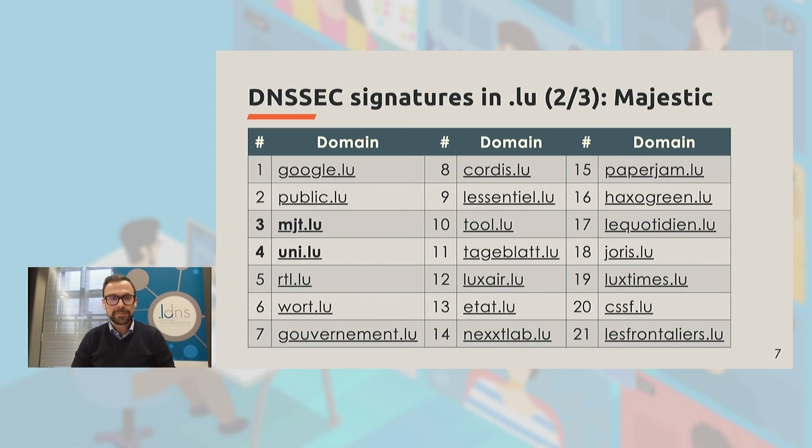Next slide, please. So I've taken those lists and took the top .lu domains of the list in order to find which highly popular domains are signed. So if we look at the result from Majestic, we see that only 2 of them are. And what is really bugging me is that no state-related domain like public.lu or government.lu or eta.lu is signed.